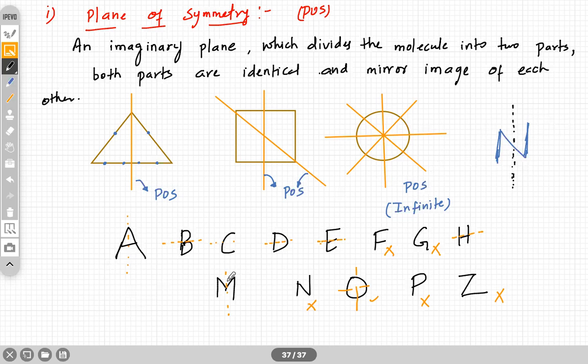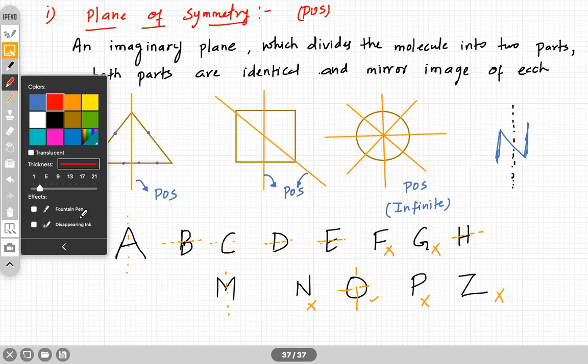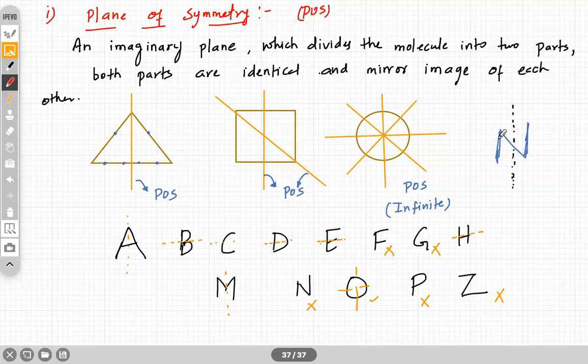This part and this part are identical, but they are not mirror images. If it is a mirror image, you see, then this part should have the mirror image. Suppose this point, we are getting the mirror image over here, right? But what about this one? For this point, we don't have a mirror image here. For this point, we don't have a mirror image here, right? So that's why the two parts are identical, but no mirror image in this one. No mirror image, and hence this does not have any plane of symmetry.